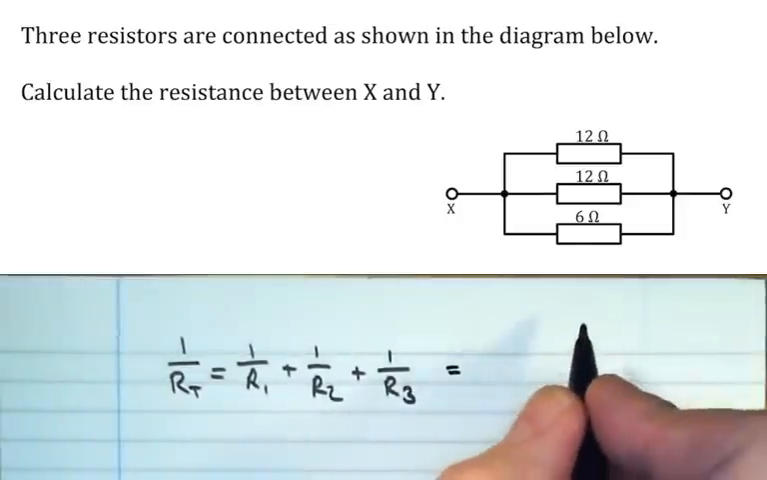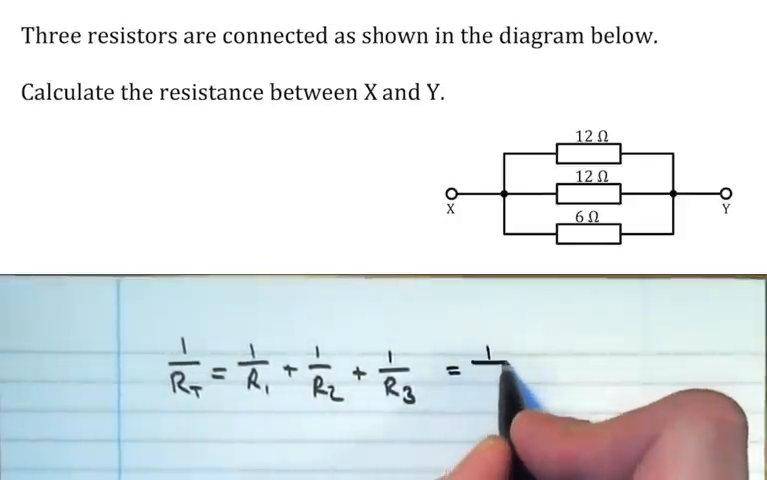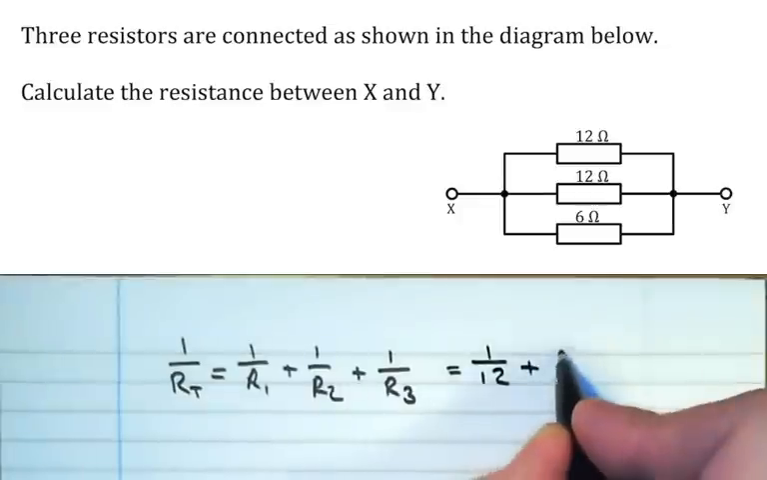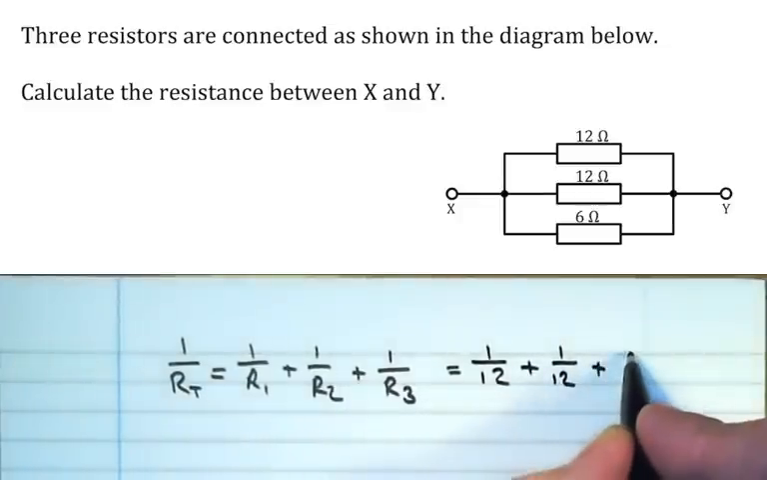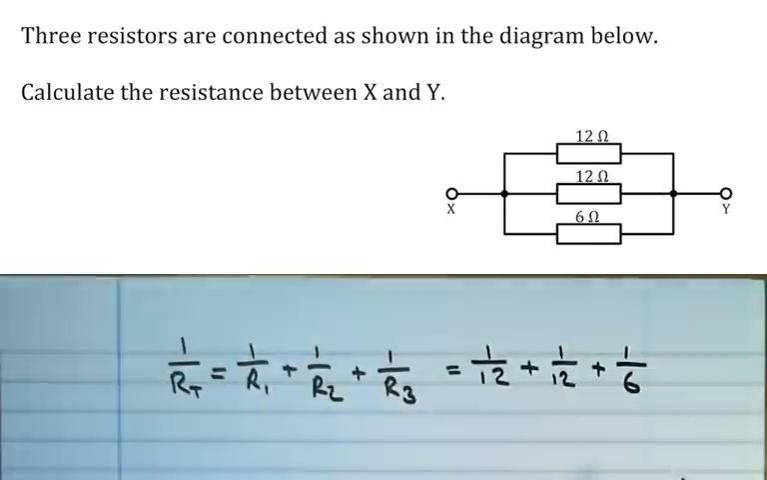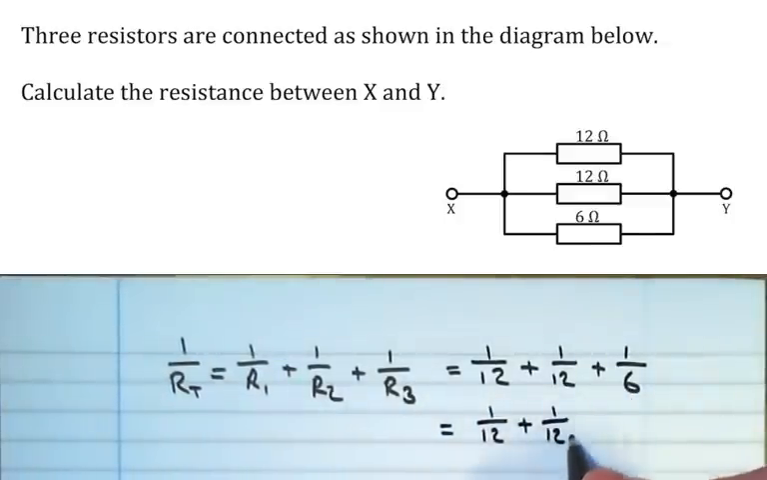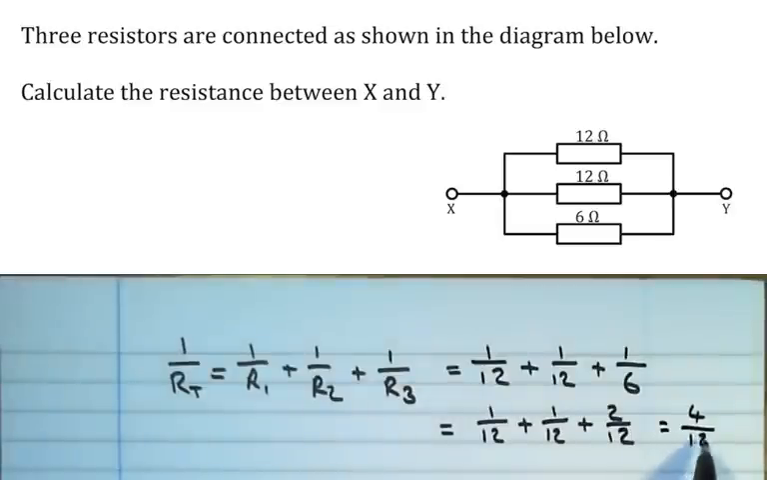So 1 mark for that. 1 mark, of course, for the substitution. 1 over 12 plus 1 over 12 plus 1 over 6. Now, obviously, I want to change this 1 over 6 to 12ths. So we've got 1/12 plus 1/12 plus 2/12 is equal to 4/12.